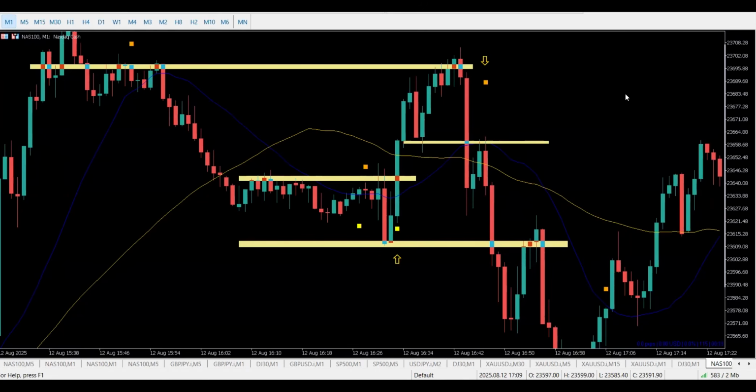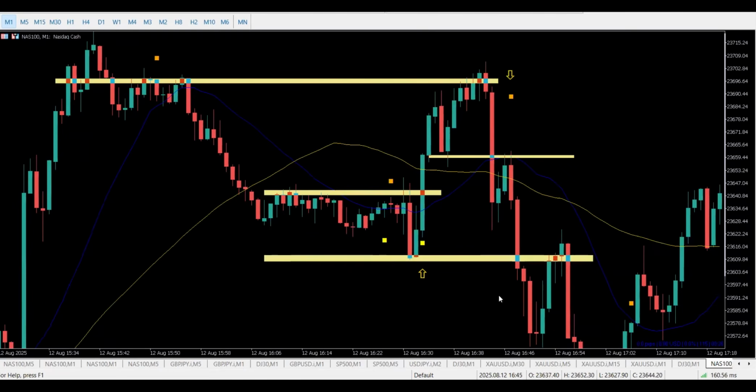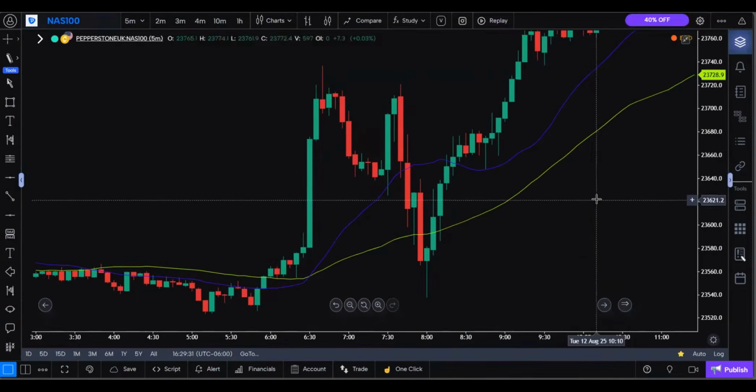Okay, guys, these boxes are the entry signals. As you can see, this was a sell signal. You can change the colors, you can change the layout, dark mode or light mode, that's definitely up to you. Let's go back to a clean chart, and we're going to analyze from scratch how to take a winning trade.